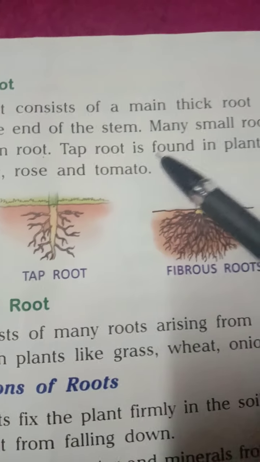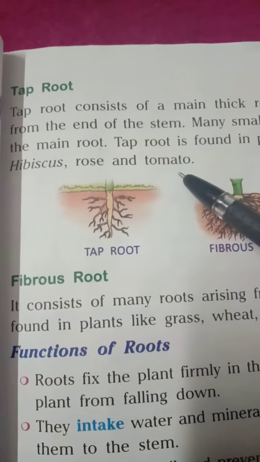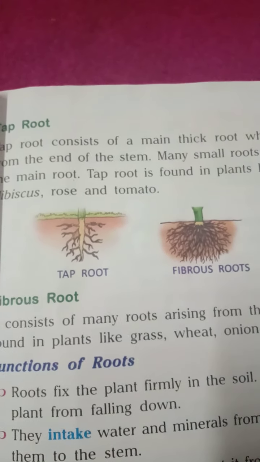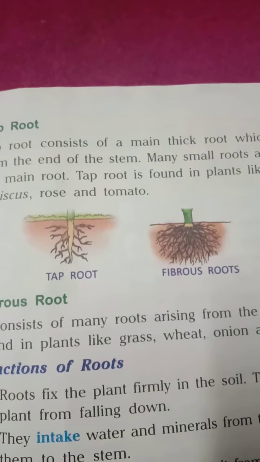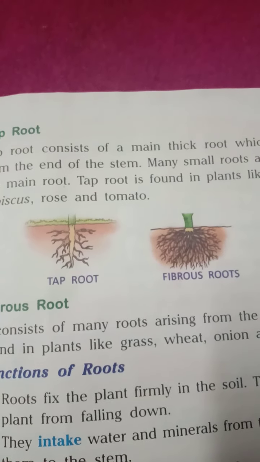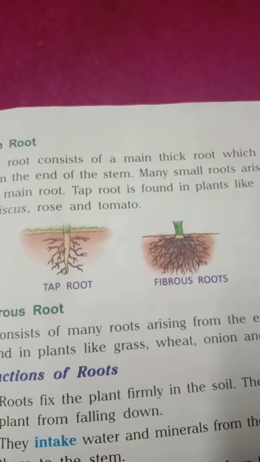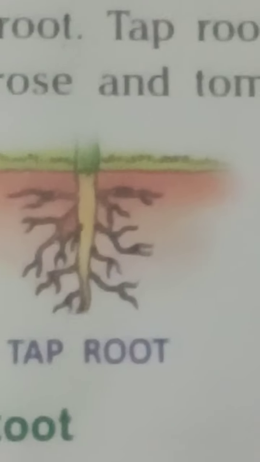Tap root is found in plants like peepal, hibiscus, rose and tomato. So student, in a tap root, one thick root grows from the end point of the stem. Then from this thick root, many small roots develop. Examples of tap roots are peepal, rose, tomato and hibiscus.